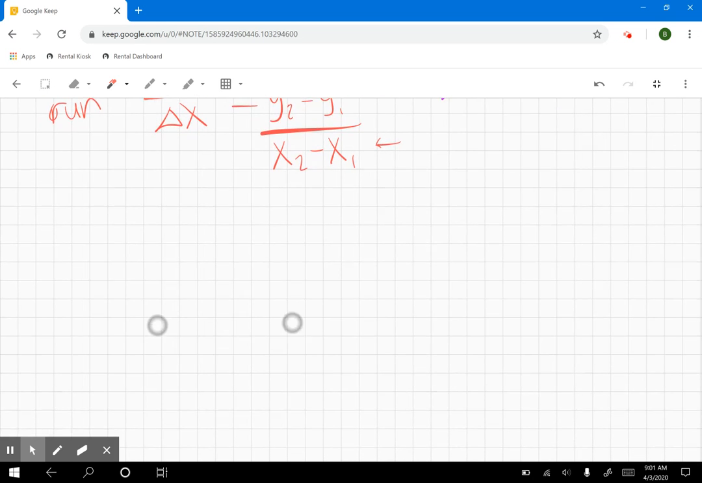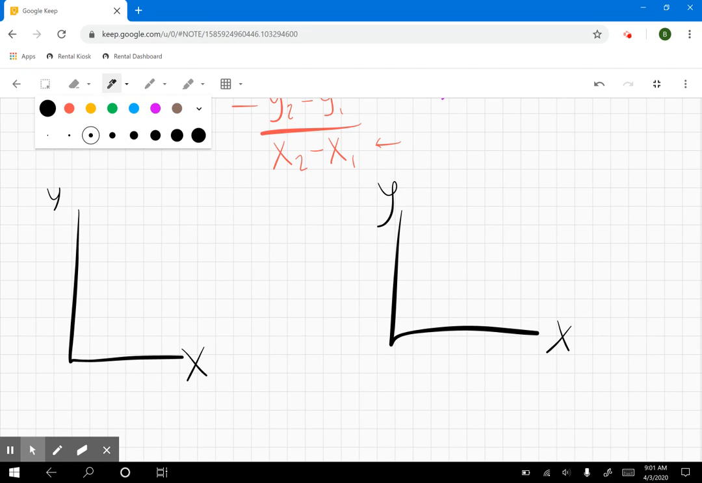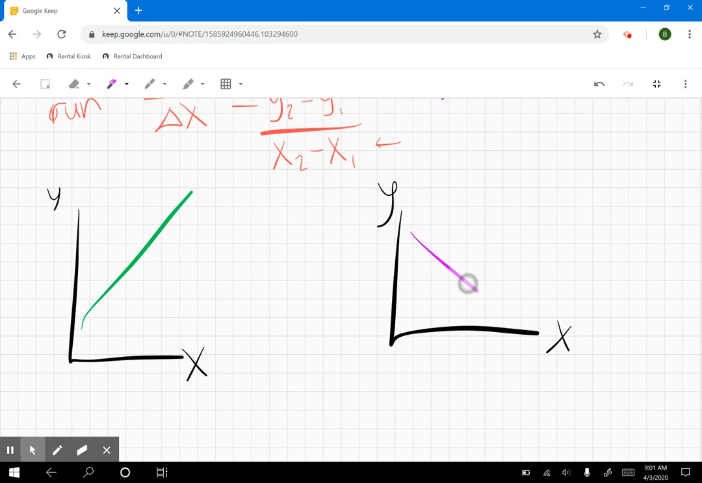We're going to go over one more thing before we get to the graphing part. Let's talk about positive versus negative slope. So I'm going to draw two graphs here. We have our x and y axes. Let's say over here we have a line that looks like that, and over here we have a line that looks like that.